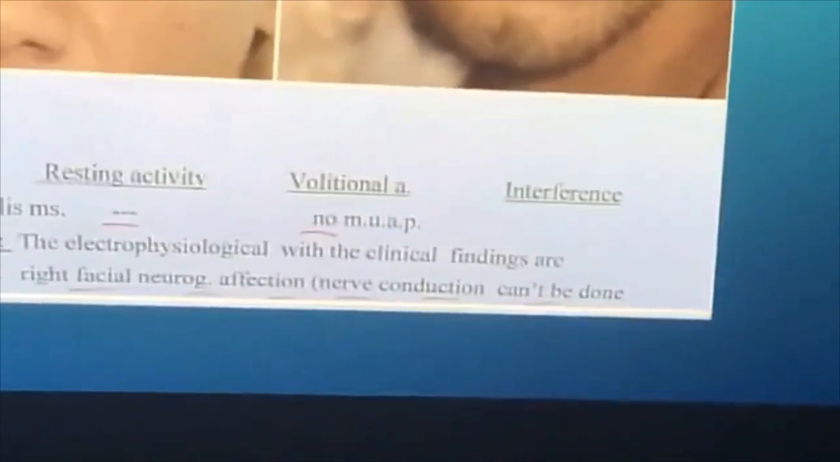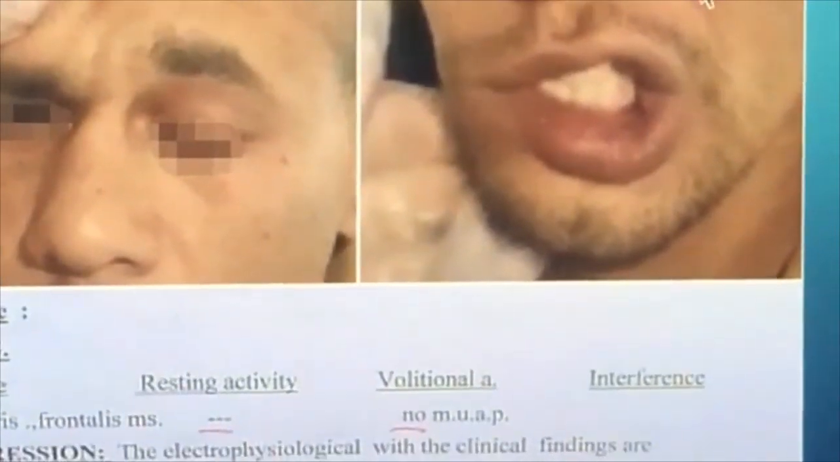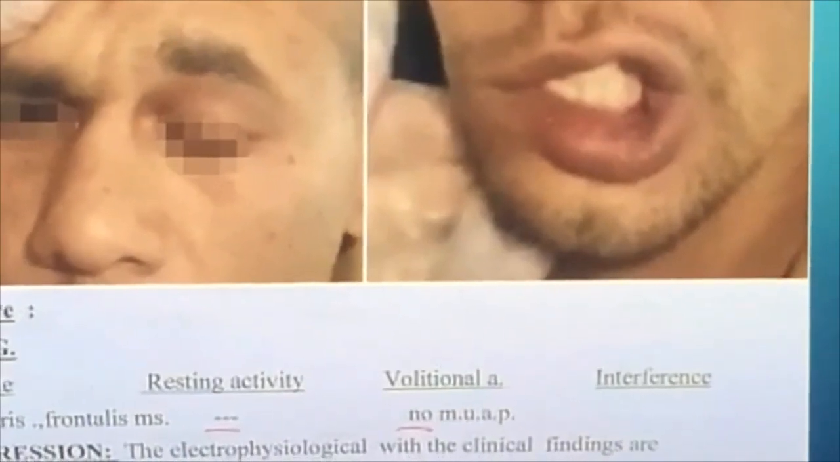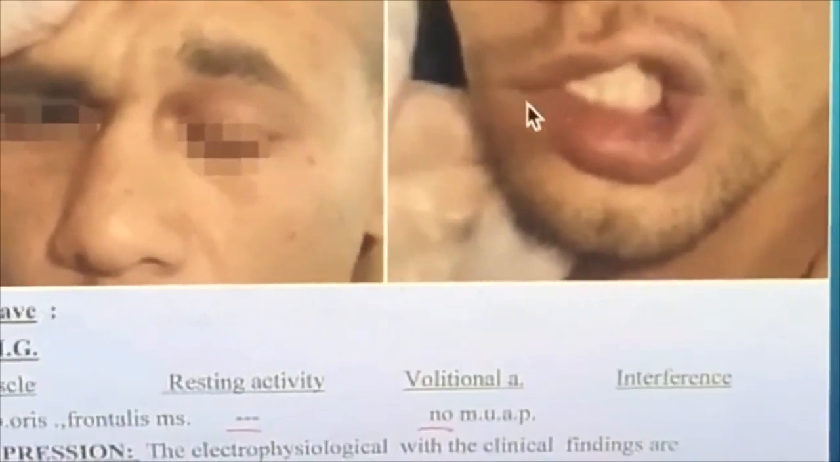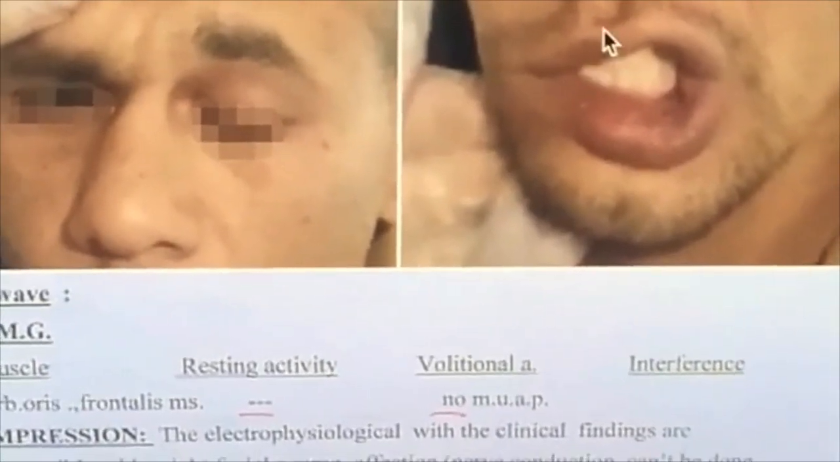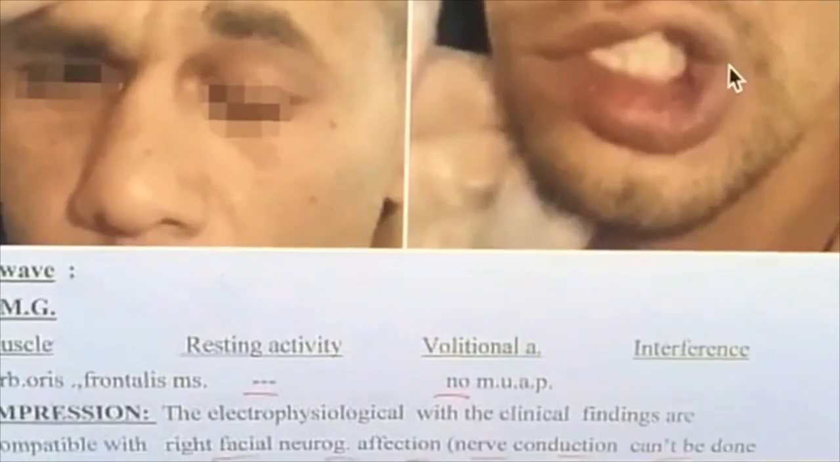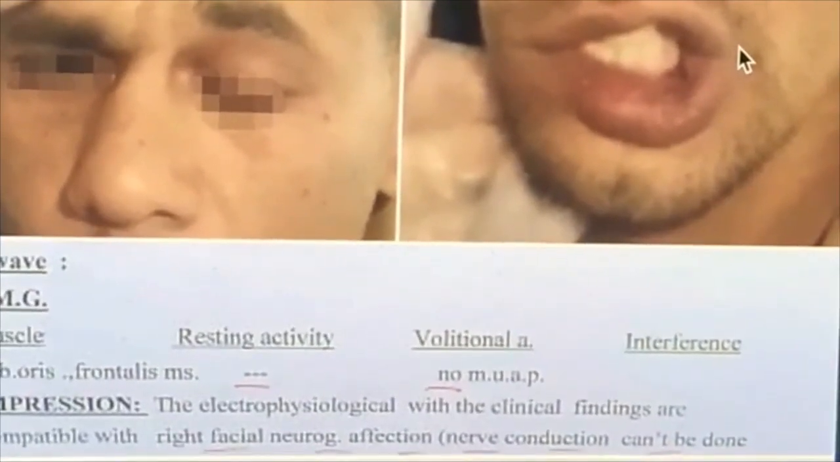Here, it is quite obvious the differences between the right and left faces of the patient. We can see here there is accentuated nasolabial fold, loss of the nasolabial fold, inability to open the mouth on the right side, while he could open the mouth on the left side.